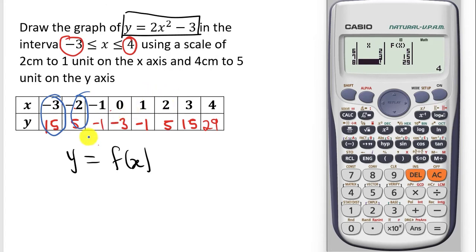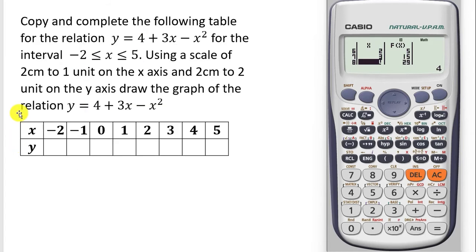All right, let's consider another example. So we have the table of values there, and we want to complete that. So all that you have to do is to use your calculator to generate your values, and you are done with the values that you'll be using to do the plotting.